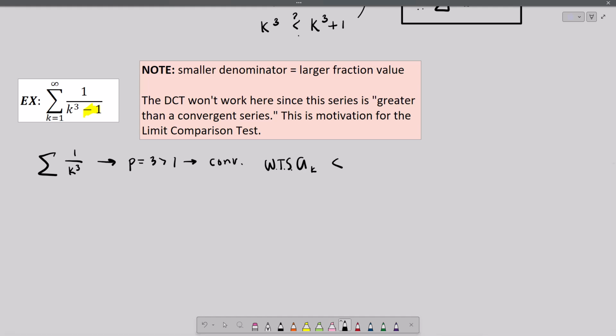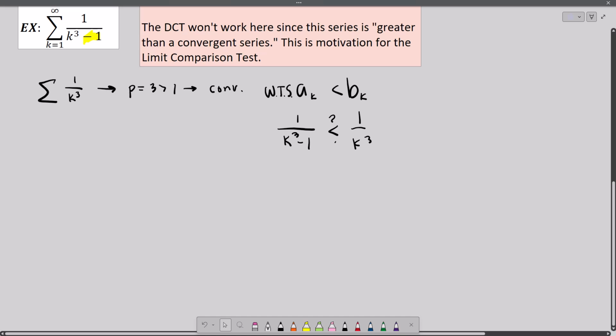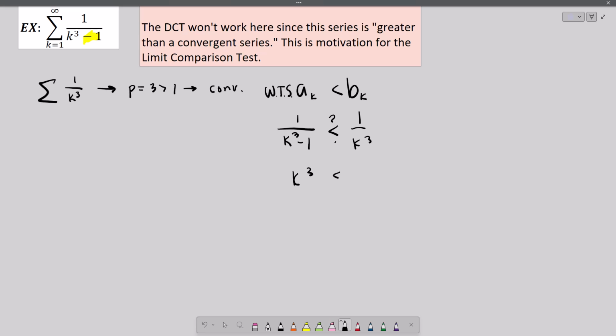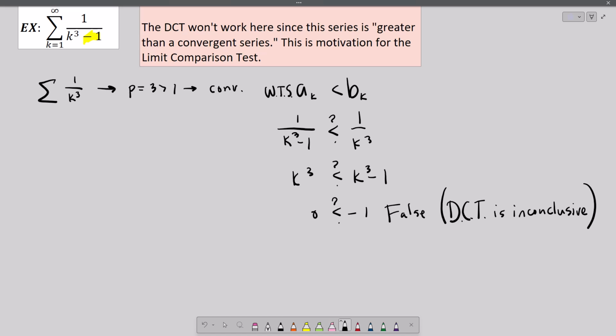We want to show that the a's are smaller than the b's, but we can't do it here. Here, that's not going to be true. We're going to come down to false here because this denominator is getting smaller, so this fraction is going to be bigger, intuitively. So when we do our cross multiplication here and subtract, we get that, which is false. So this means that the direct comparison test is inconclusive. And so just like the divergence test, when it's inconclusive, dig deeper. You've got to do something else.